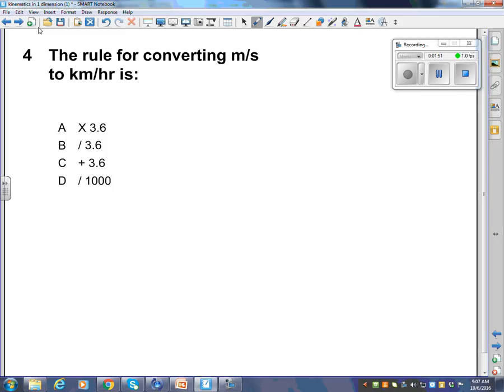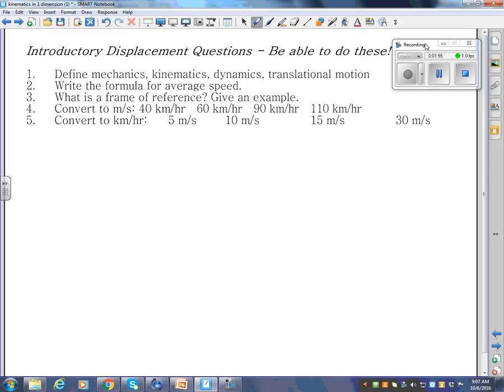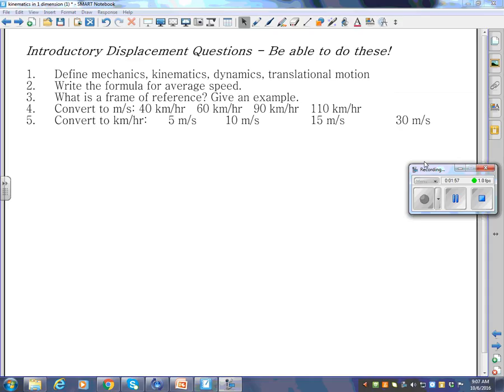There's the other question there, but we already have that rule, right? Normally I am at this point at the end of a class. I've usually gone through the test, and there's a few minutes. So I'm not going to give you a lot of time to work on these, but you should know these. Define mechanics, kinematics, dynamics, translation of motion, write the formula for average speed, what is a frame of reference, give an example, and convert those kilometers per hour to meters per second and vice versa.